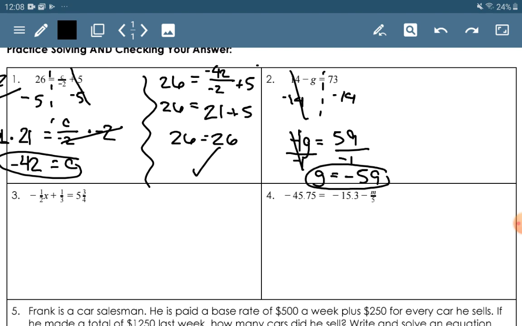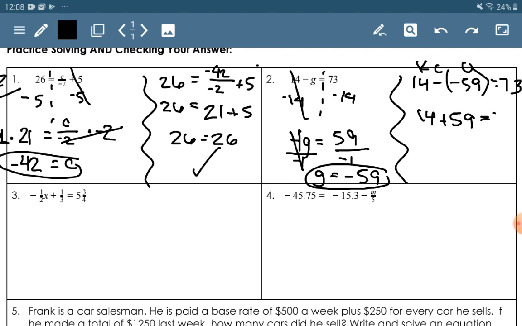Again, I could check that by plugging it back into the original problem. I could do 14 minus a negative 59. I just plugged in that negative 59 for g equals 73. If you notice when I read that, I said minus a negative. So I want to rewrite that with keep, change, opposite. That's a rule we learned a long time ago. We keep our 14, change that to addition. The opposite is a positive 59.